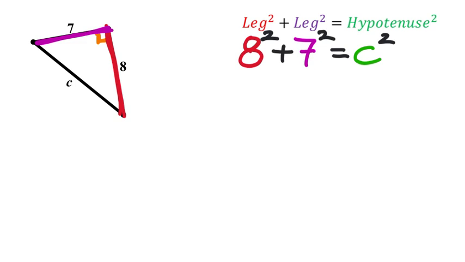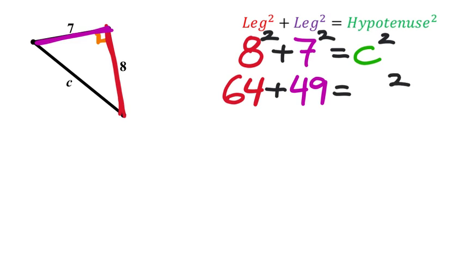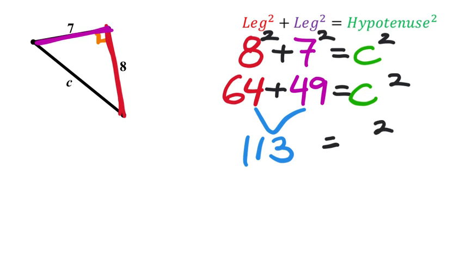Now that shouldn't be too difficult. We can put these directly into the calculator. I'd say 8 times 8, or 8 to the power of 2, which is 64. And then 7 times 7, or 7 to the power of 2, which is 49. And yes, we are going to add these because the sum of those two will equal the hypotenuse to the power of 2. Now, for the addition, 64 plus 49, 113. Awesome. So that's 113 equals the hypotenuse, c, to the power of 2.